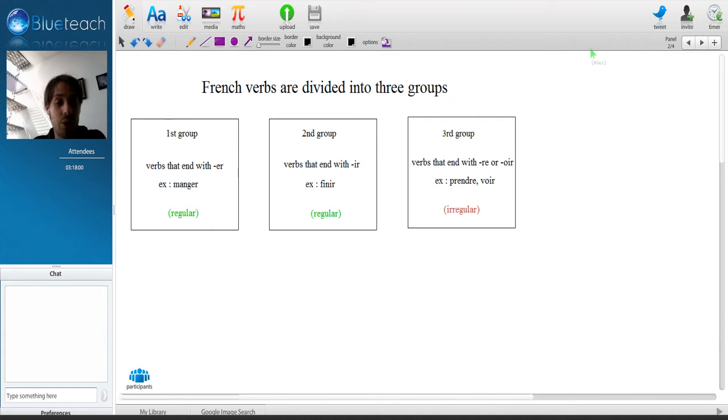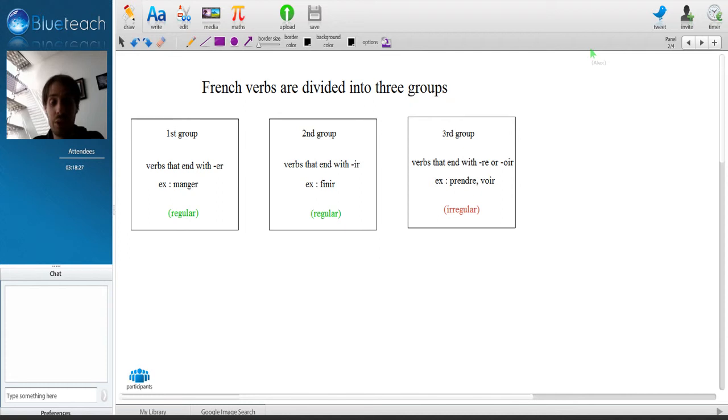The first group is composed of all the verbs that end with the letters ER, which is pronounced E. So, for example, the verb manger, which means to eat in French, is part of the first group. The second group is composed of the verbs that end with IR. For example, finir is part of the second group. Finir in French means to end.